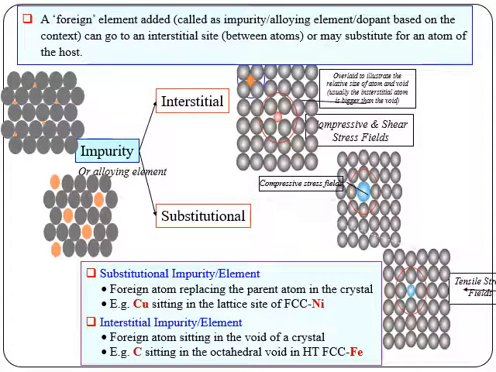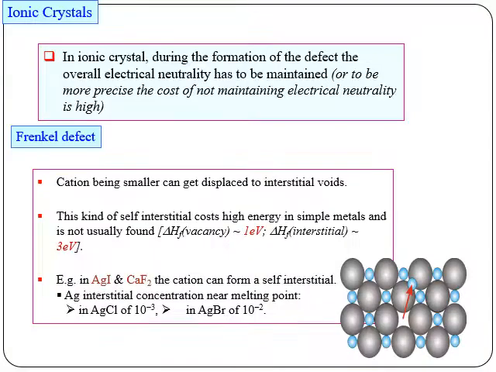So whenever you explain these things for 6 to 8 marks, it is better if you give an example. Those things will be considered important. So when it comes to impurity, when we add a foreign atom, it is either an interstitial or a substitutional one.